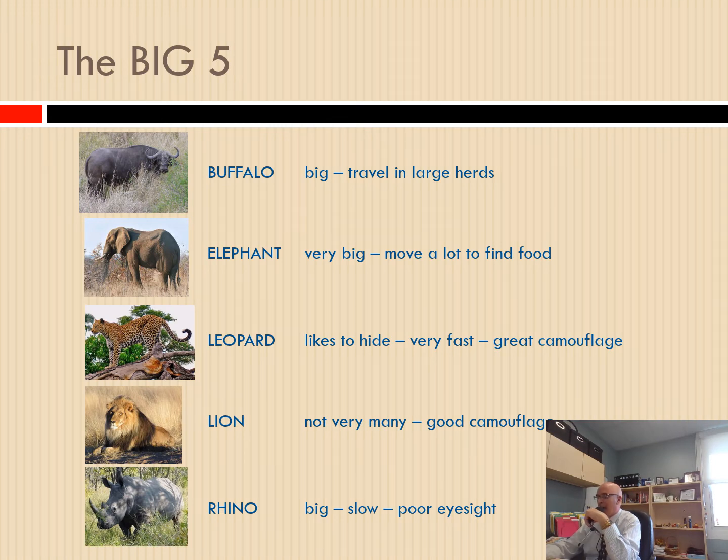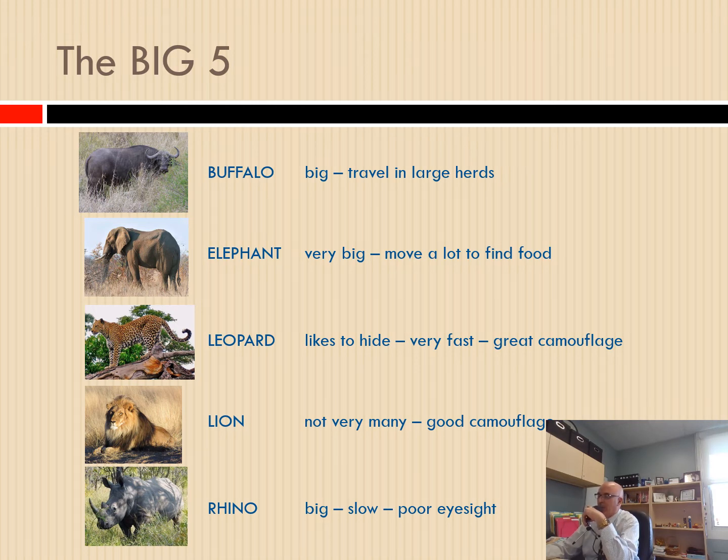Now, when you go to Africa, what you try to do is see what they call the big 5. So these are the 5 animals that people really, really like to see while they're in Africa. And you are very fortunate if you get to shoot the big 5. That means shoot a picture and get a picture of all 5. And you have the buffalo. And the buffalo, they are big. They travel in large herds.